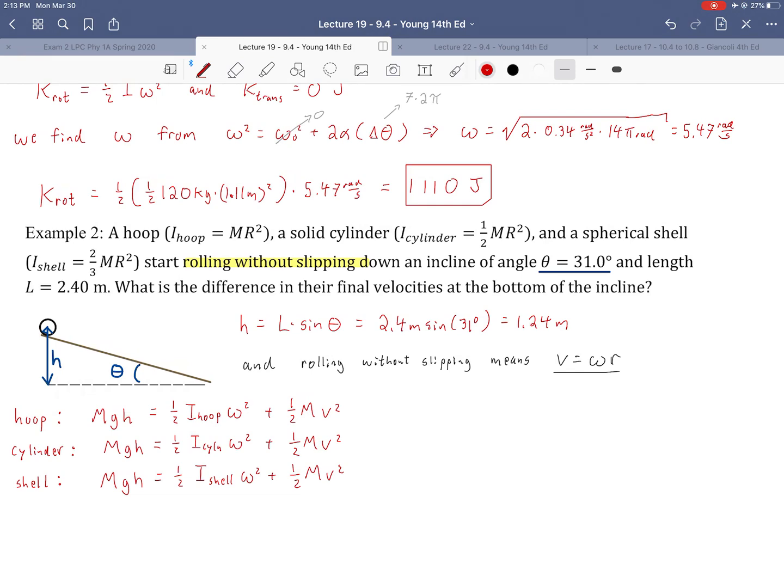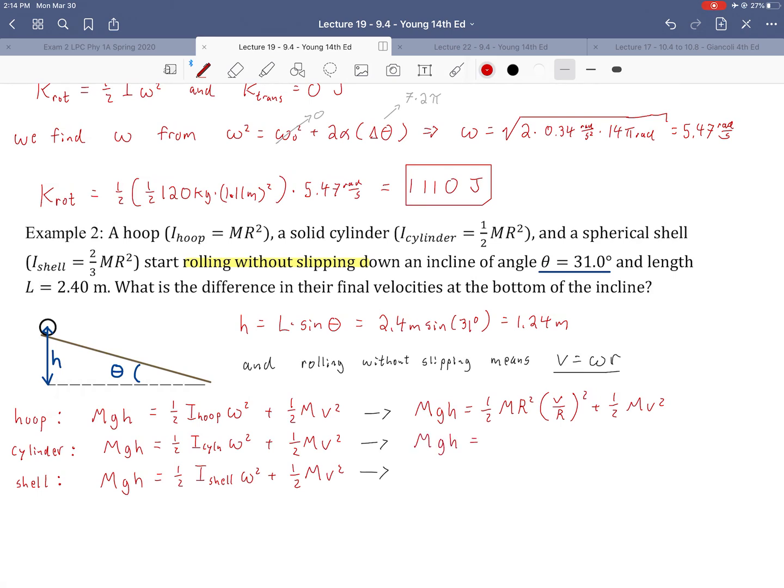Okay, now furthermore, every one of the omegas is going to become a v over r, right? And so then what each of these is going to look like is the following. All right, so I'm just going to rewrite much of it out, and I'm going to express the I in terms of the equations that were given for each of them. So we're going to have mgh equals 1/2, and for the hoop, it's just mr squared. And then our omega becomes v over r squared, and then the 1/2 mv squared is unchanged.